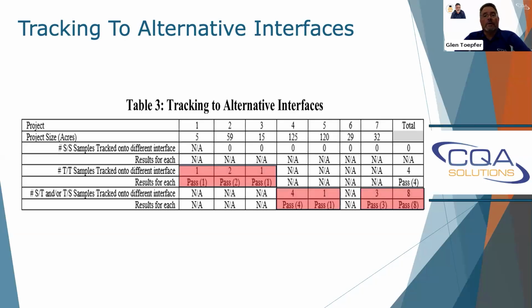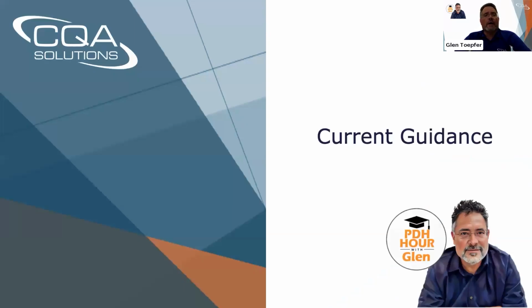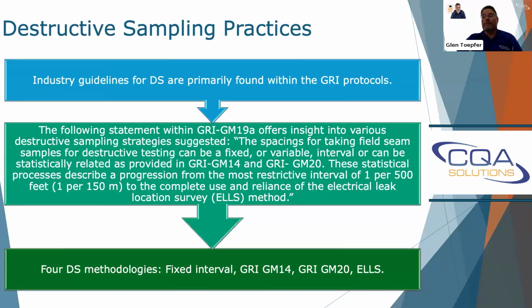So with that, I'll get into some current guidance, and how I feel it's lacking. What's the current guidance for destructive seam sampling? So the industry guidelines primarily are found within GRI protocols. There's the basic 1 per 500 feet. There's different credit given to who first came up with that. I know JP Giroud's name has been thrown out there as far as coming up with that, and in talking to JP, I know he was one of the first people that referenced it.